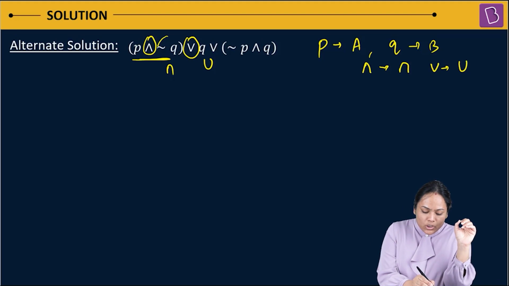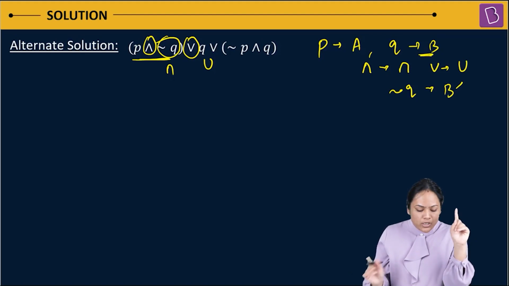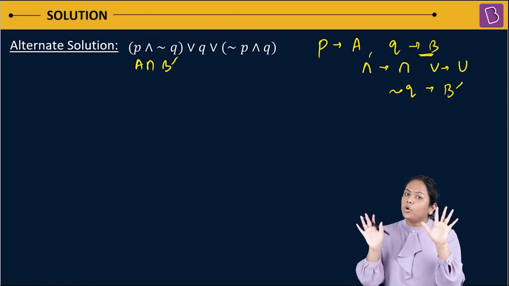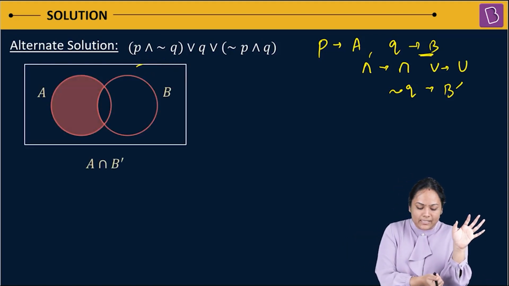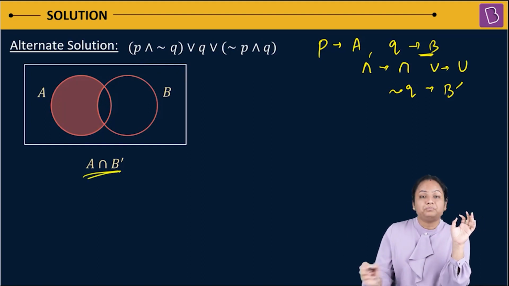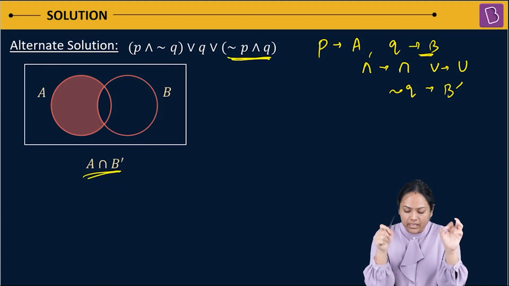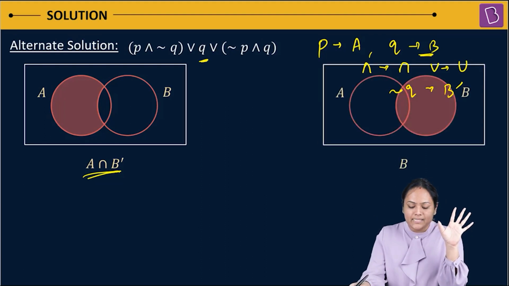Then what does this negation Q imply? Well, since Q is my B set, negation Q will be actually equivalent to B complement. Understood? So my first part becomes A intersection B complement. I hope you know how to draw this part. This will be the set A intersection B complement. Clear? What is my next part? Well, my next part is Q. Sorry, my next part is Q, that is my set B. So I have my set B like this.